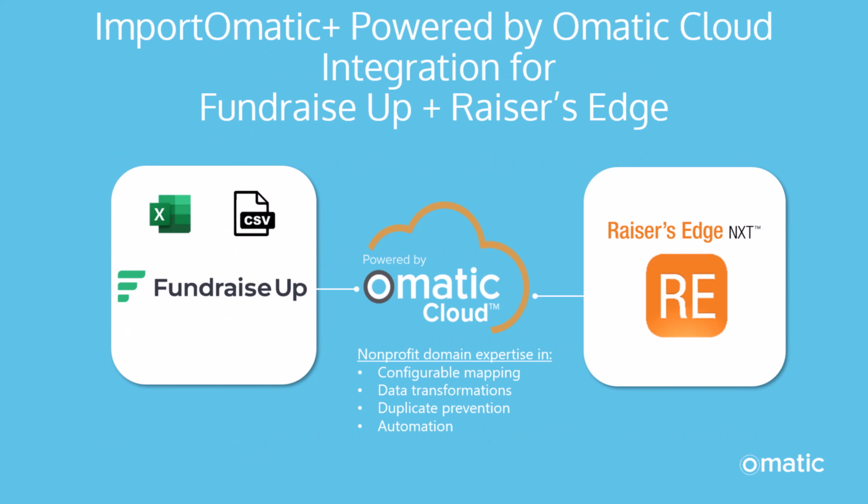Omatic Cloud is built on 20 years experience in data integration and couples it with the most advanced secure cloud technology. It's an easy-to-use, intelligent data integration platform that supports CSV and Excel file formats, corrects data while en route, prevents duplicates, and frees up hours of staff time. Let's take a look at how Omatic integrates Fundraise Up transactions into Razer's Edge.